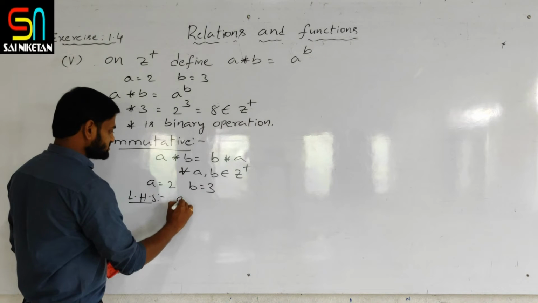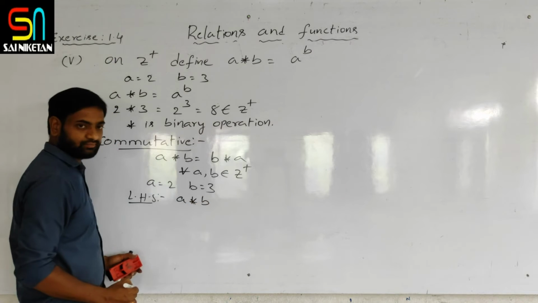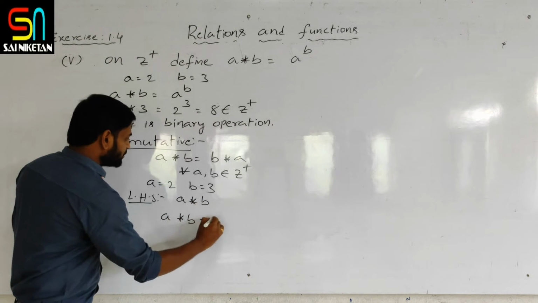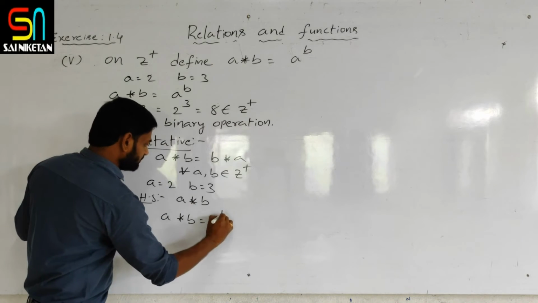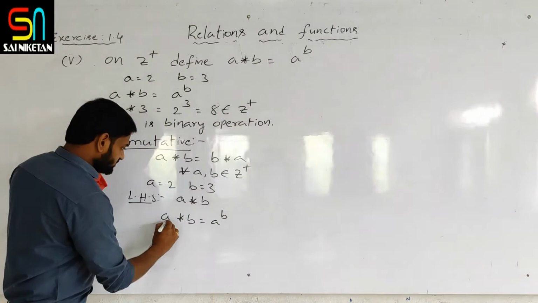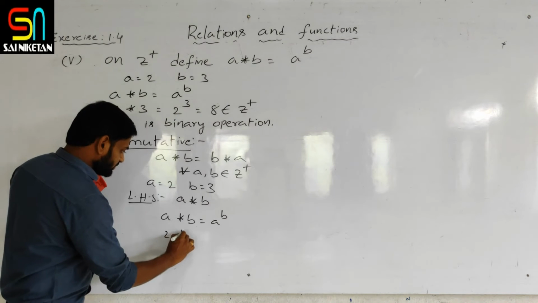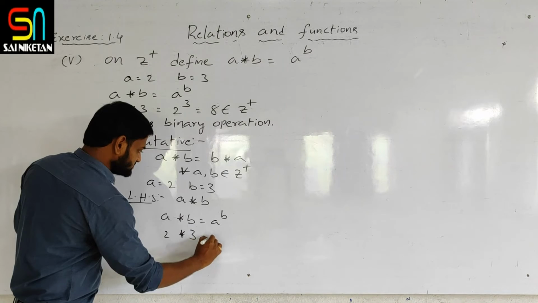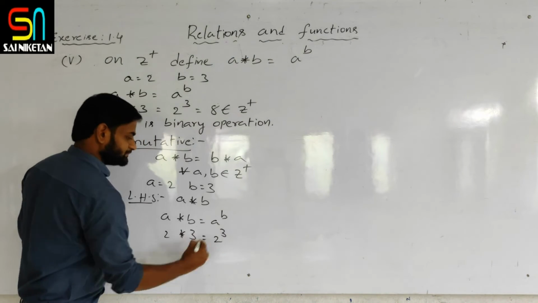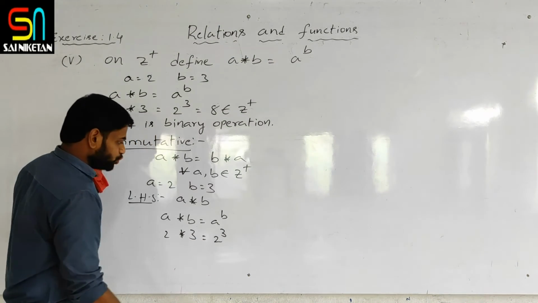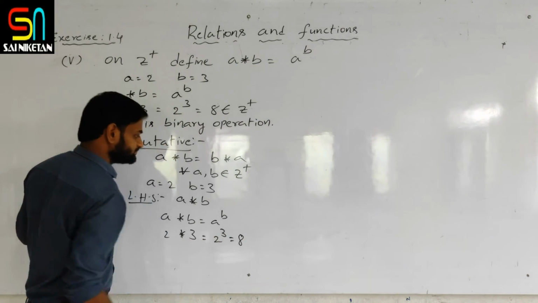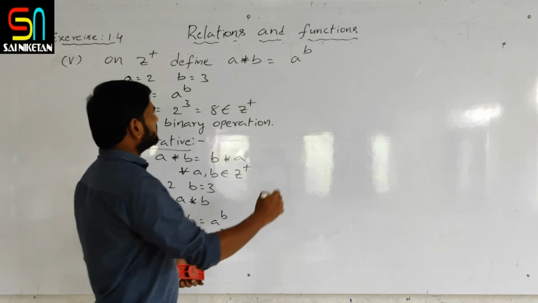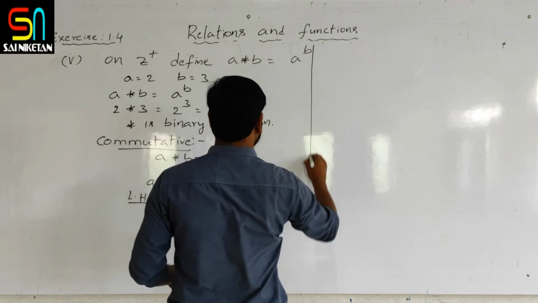First I am taking the LHS part. The LHS is A star B. Now just substitute: the A star B operation is A power B. A value is 2, star B value is 3, so 2 star 3 is 2 power 3. 2 power 3 means 8. Now the LHS answer is 8.